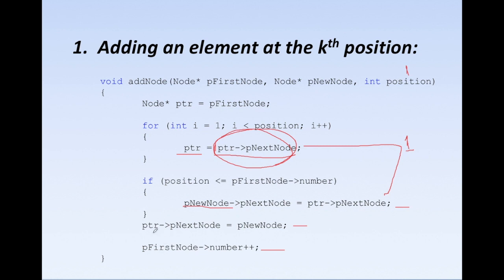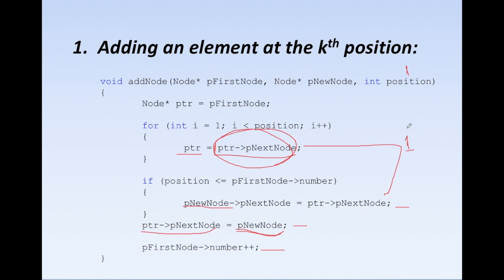Okay, after that, I will make the one at position 1 point to the new node, so ptr.pnext node is now pointing to new node. That's node 0, which is now pointing to the new node, and the new node is now pointing to node 1.